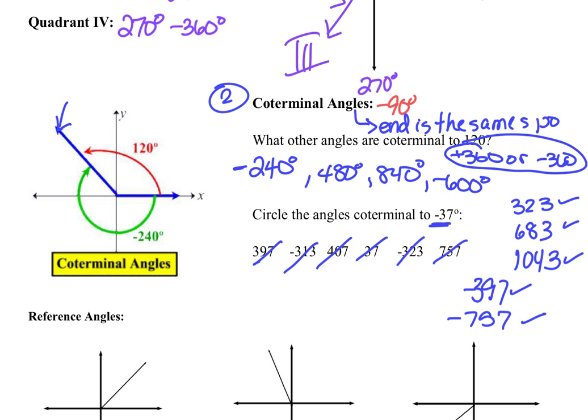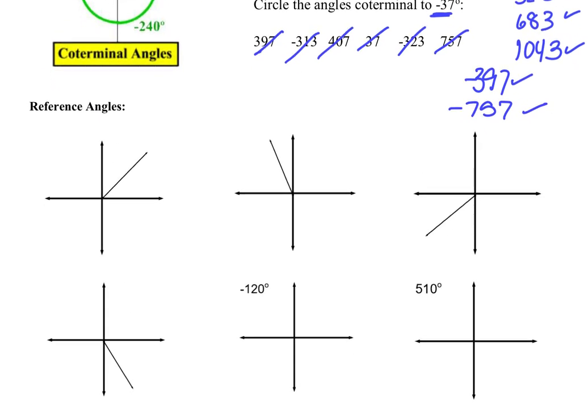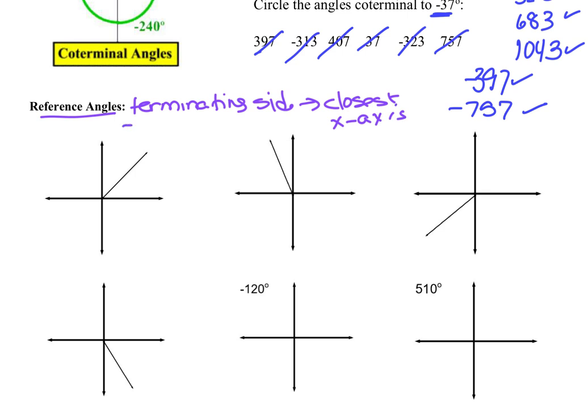All right, and then finally we have our last kind of angle, which is our reference angle. So a reference angle is different than your standard angle. Reference angles are formed by a terminating side and the closest x-axis. So reference angles are always positive, and they're always acute, meaning they're always less than 90 degrees.